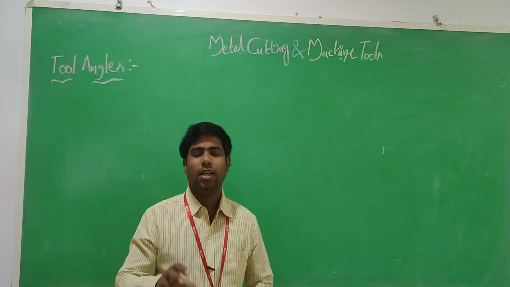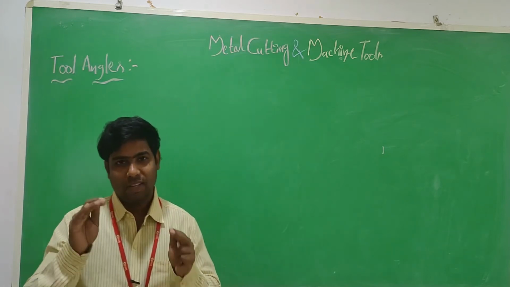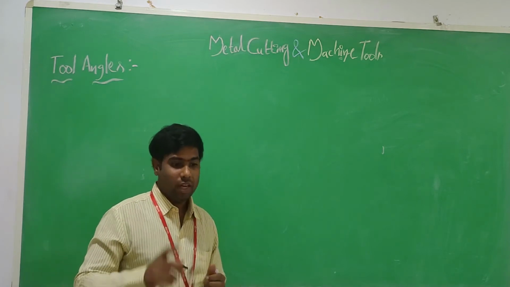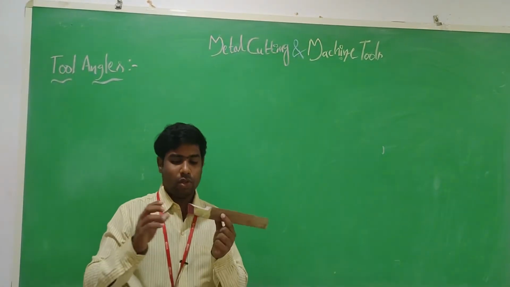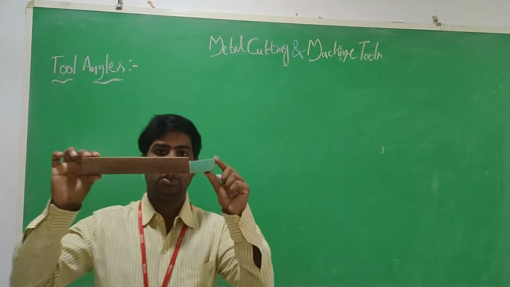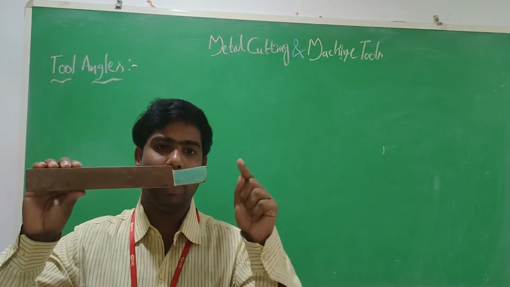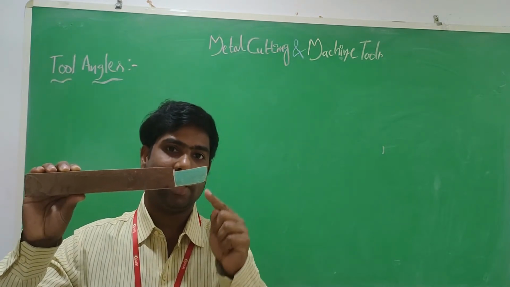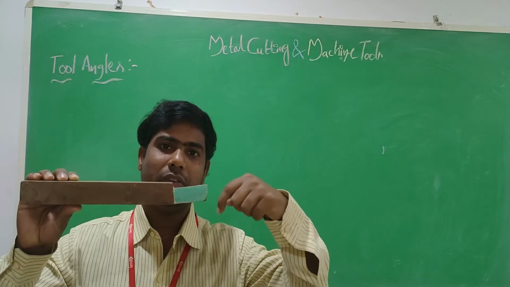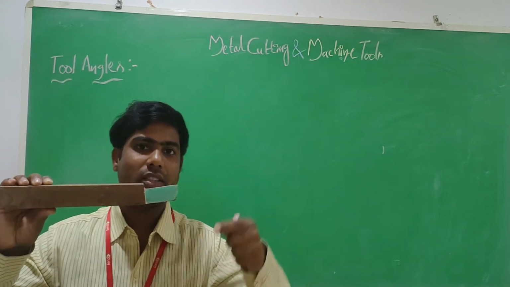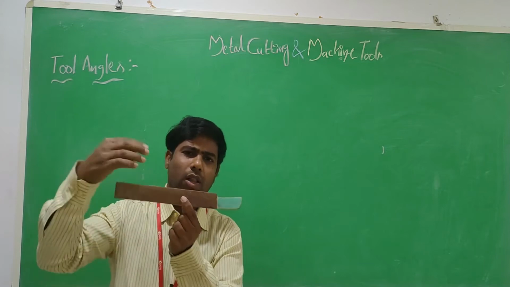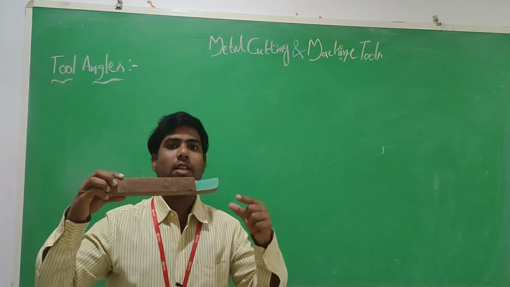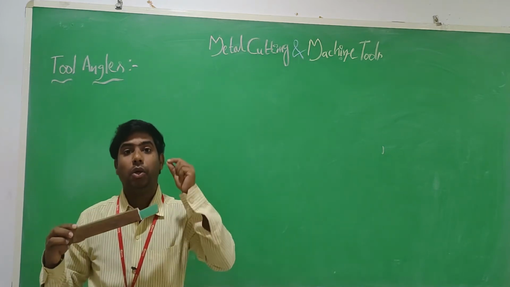So tool angle is the included angle between the end face and front face of the tool. It is the included angle. So this is the cutting tool. Tool angle means the included angle between the front face and the top face. Some angle is plotted between them. In all the views, front view, top view and side view, some angles are there. Those angles are treated as tool angles.